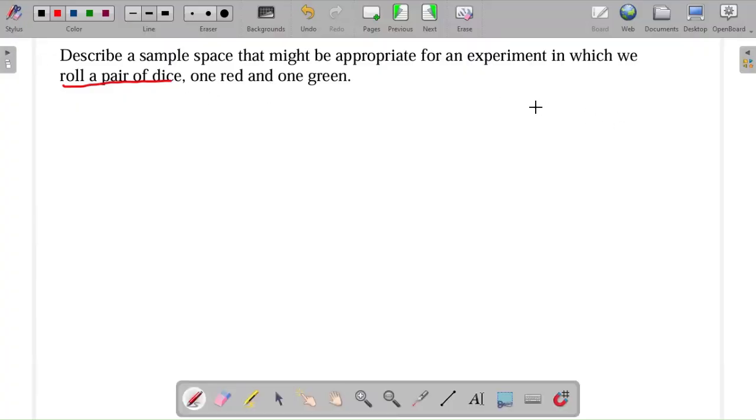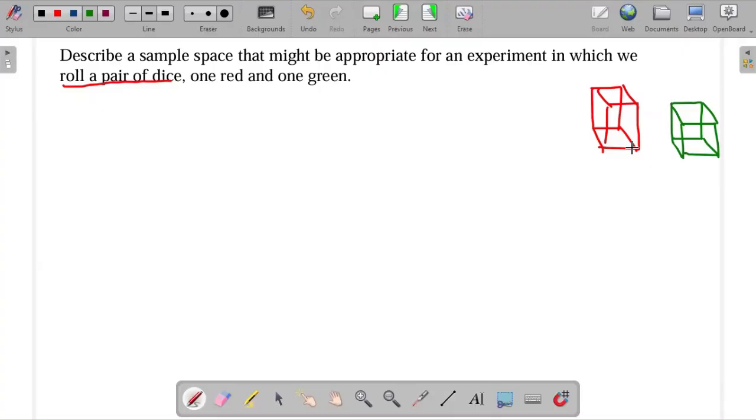We know that a die has 6 sides, and here we have 2 of them. We have one which is red, we can draw it like that. This is the red one here. And we have one which is green, something like that. So we get these 2 dice, and then we roll them.